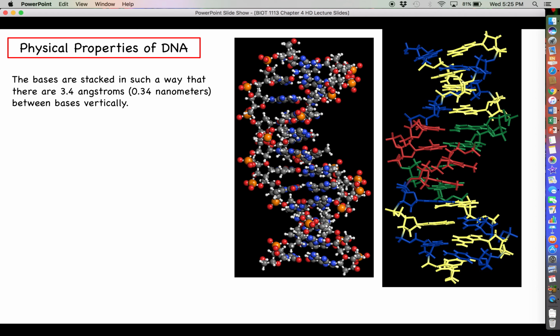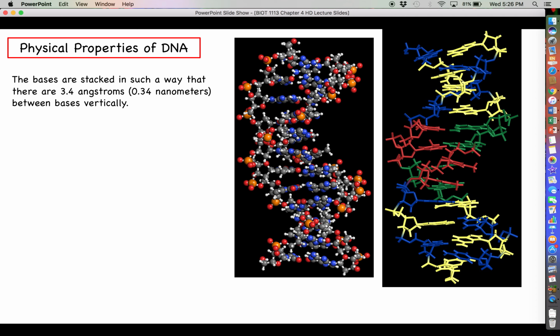So if we consider some more physical properties of DNA, you can see in these space-filling molecular structures that winding double helical structure. The bases end up stacking on top of each other. The way this helical structure works, you have base pairs that line up, kind of like stacking them on top of each other. And the bases stack in such a way that there are 3.4 angstroms between those bases vertically.